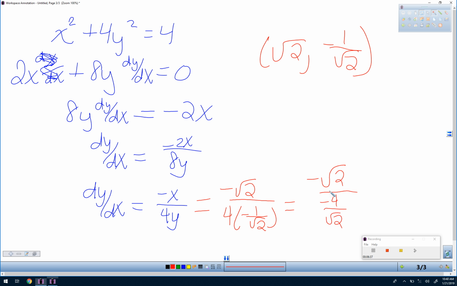And I know from pre-calc you wouldn't leave it like this, so I'm going to do "keep, change, flip," so I get negative root 2 times root 2 over negative 4, so that gives me negative 2 over negative 4, so that reduces to 1/2. So what I found was the slope of my function at that point is a positive 1/2. So it took a little pre-calc to do that also. All right, let's take a look at another one.